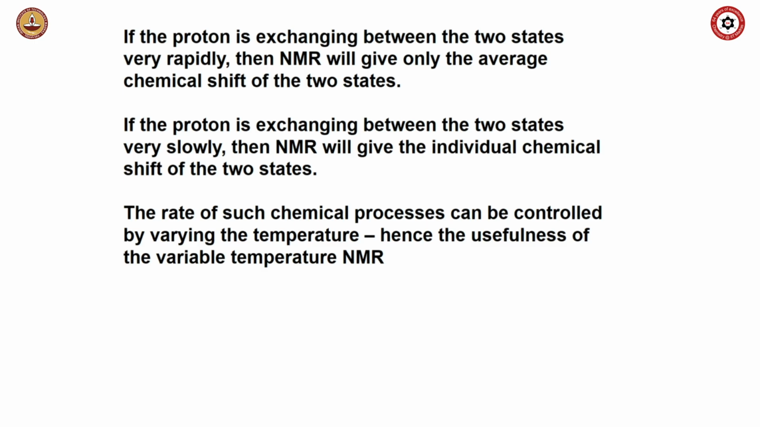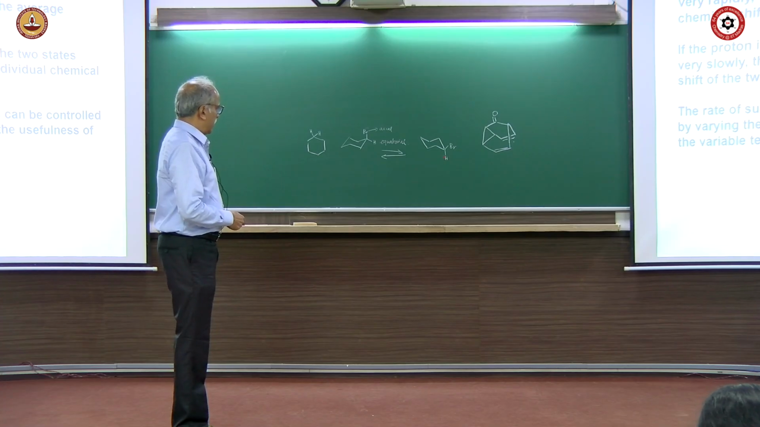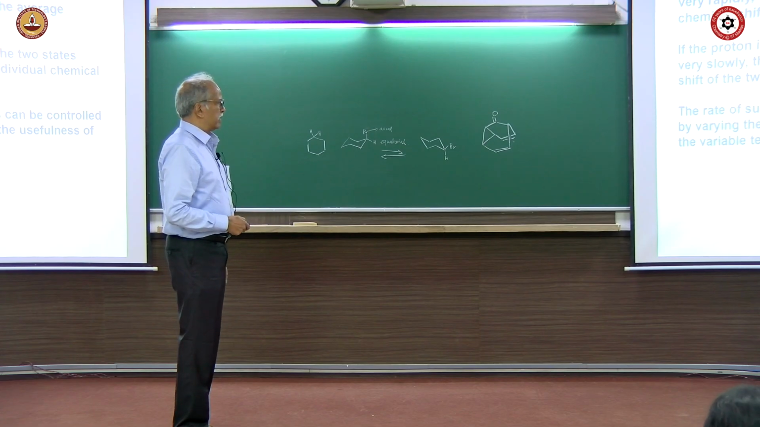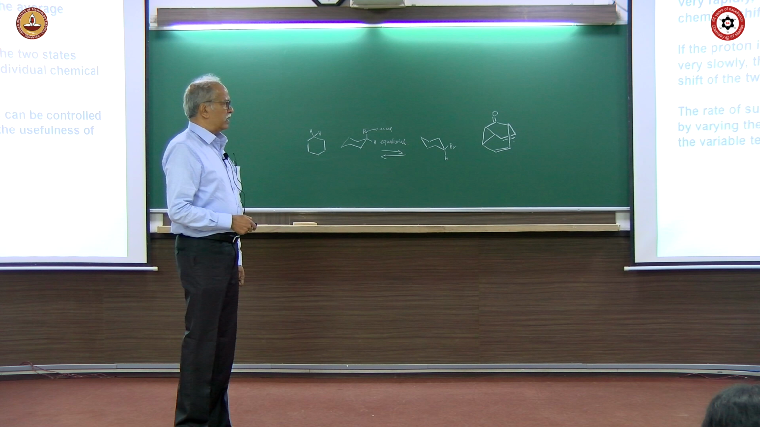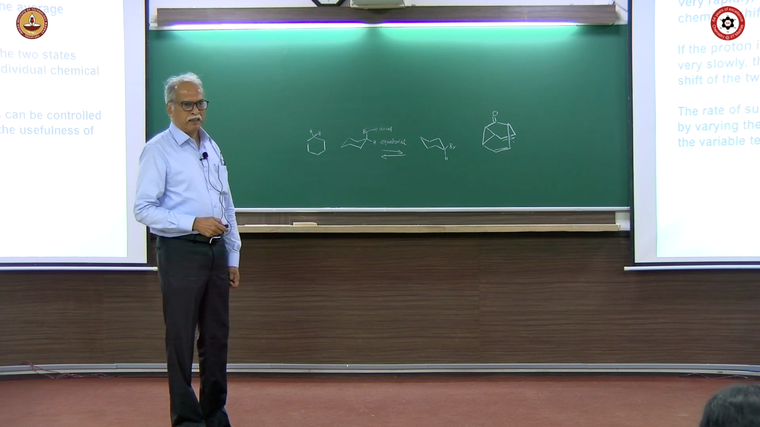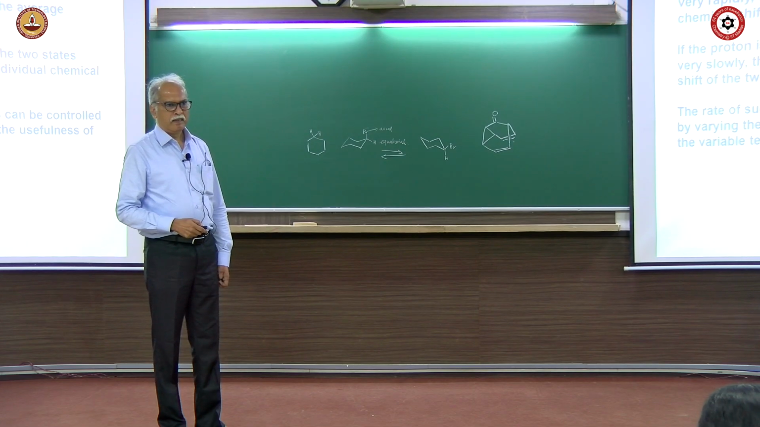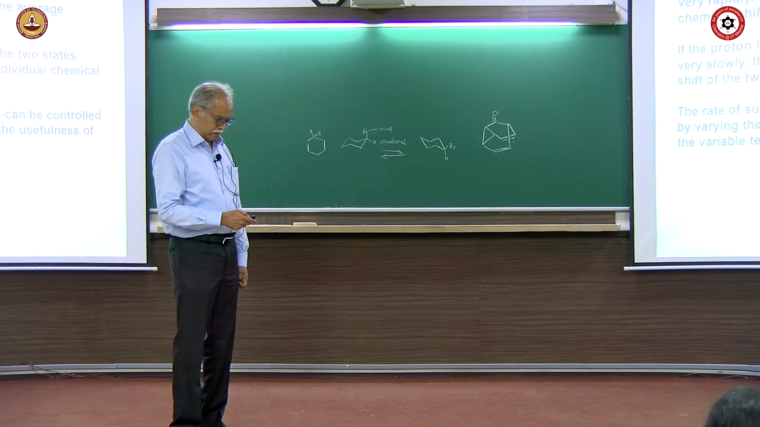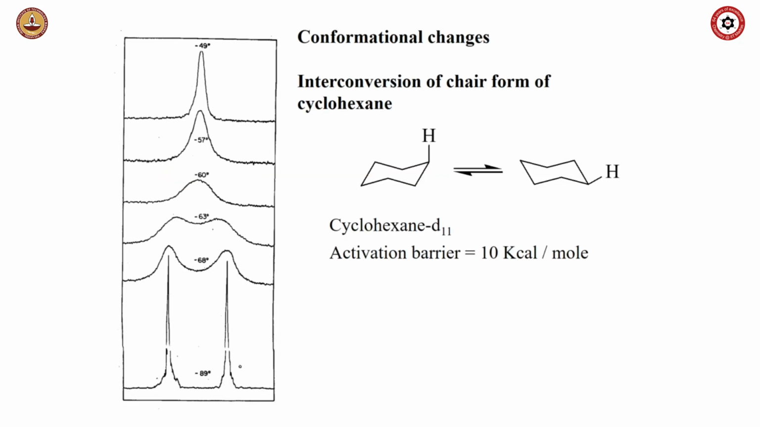If a proton exchanges too slowly, then NMR will see the individual states. It will give you one peak for the hydrogen in the axial position, and one peak for the hydrogen in the equatorial position. The rate of such a chemical process is controlled by varying temperature, and hence the usefulness of variable temperature NMR. Study some conformational dynamics using NMR spectroscopy.